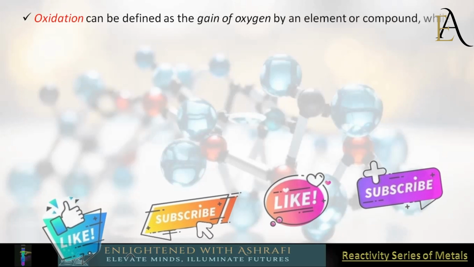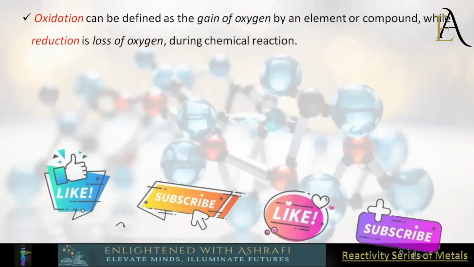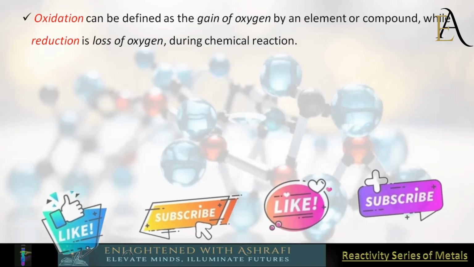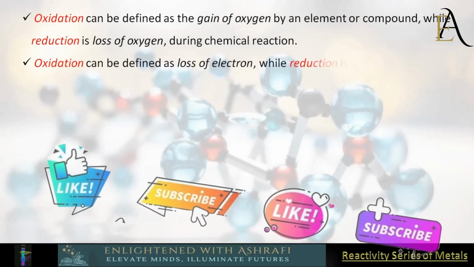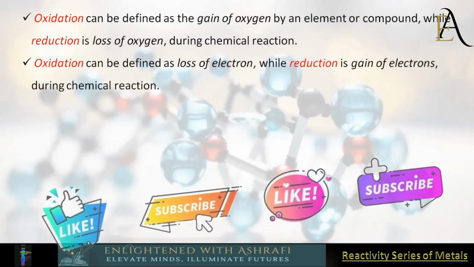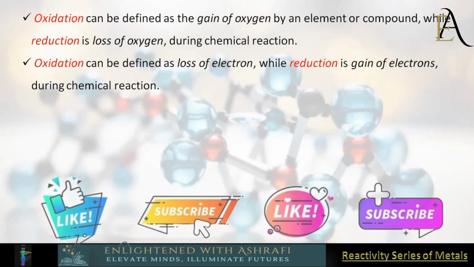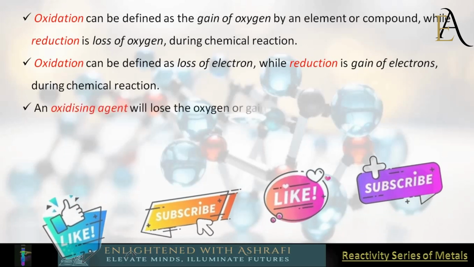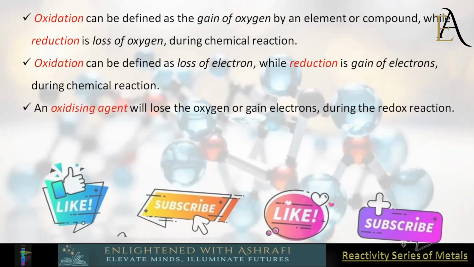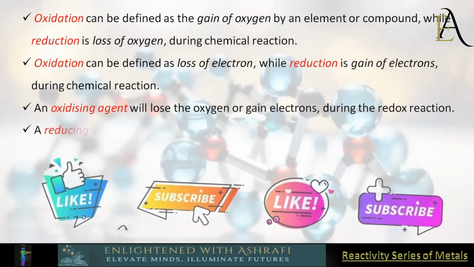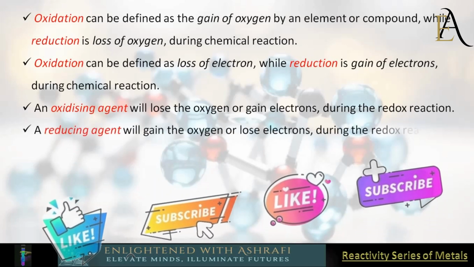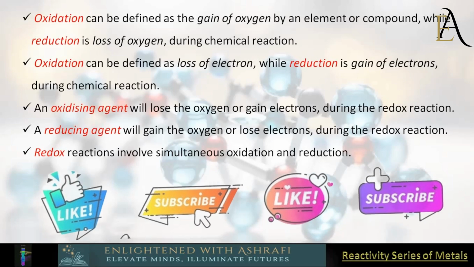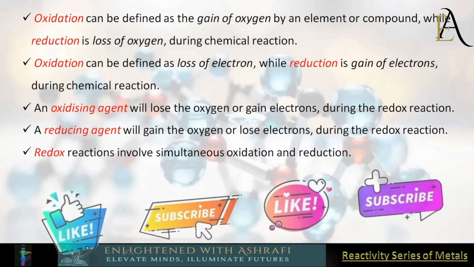Oxidation can be defined as the gain of oxygen by an element or compound, while reduction is loss of oxygen during chemical reaction. Oxidation can be defined as loss of electrons, while reduction is gain of electrons during chemical reactions. An oxidizing agent will lose the oxygen or gain electrons during the redox reaction. A reducing agent will gain the oxygen or lose electrons during the redox reaction. Redox reactions involve simultaneous oxidation and reduction.